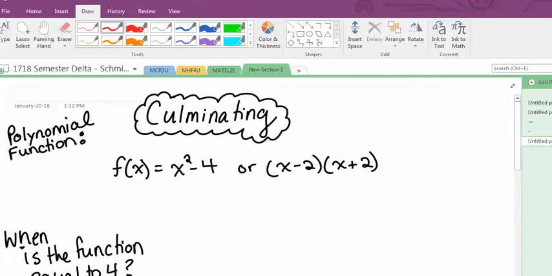Okay, so culminating. I'm going to take you through the polynomial example that I had on the back page of the culminating and show you how to do it, and kind of show you how to use Word and Desmos at the same time and do the tangent line, all in one super long video. Okay, so let's take our polynomial function, f of x equals x squared minus 4, or I put it in factored form too.